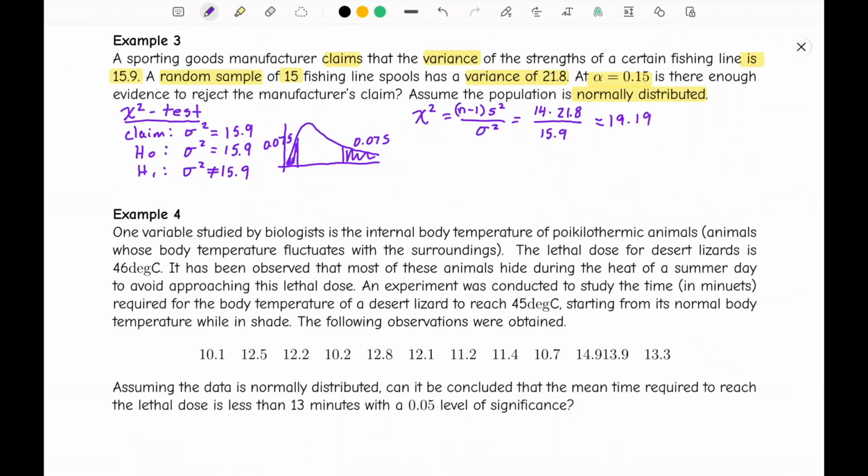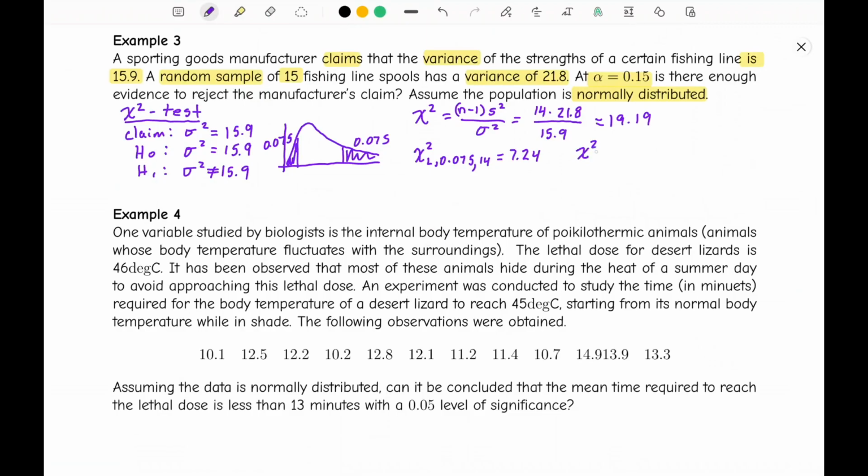So next, I'm going to find the critical values. And because this is a two-tailed test, we're going to get two critical values. So we have chi-squared L, which is the left one. That's going to be based off the 0.075 and the degrees of freedom of 14. So I go to the 14th row on the table, go over to 0.075, and I'm getting 7.24.